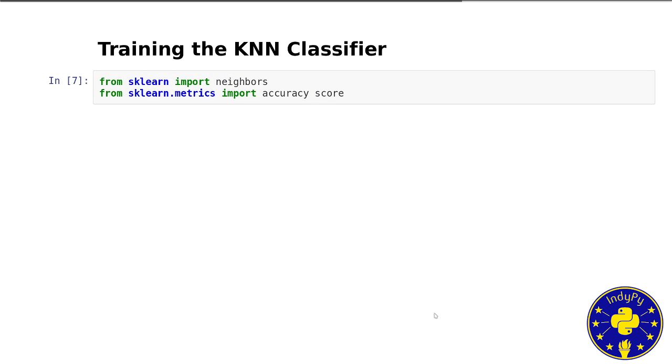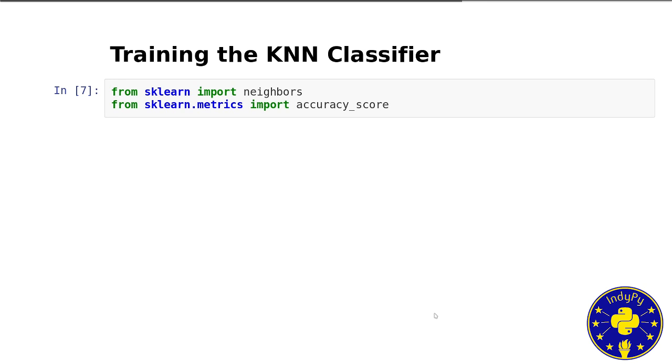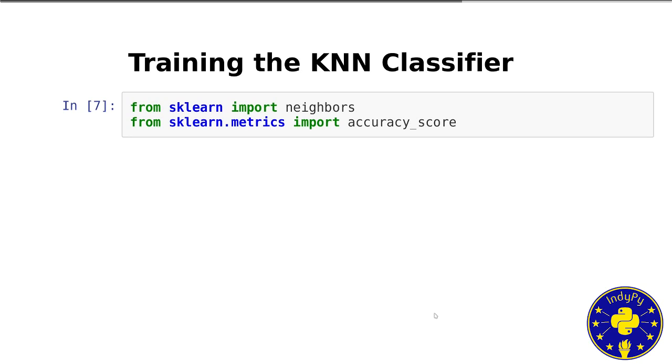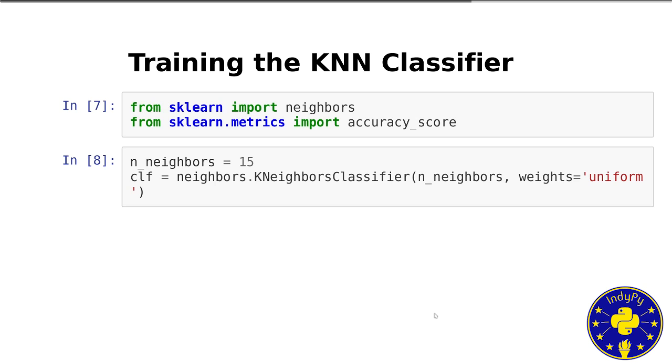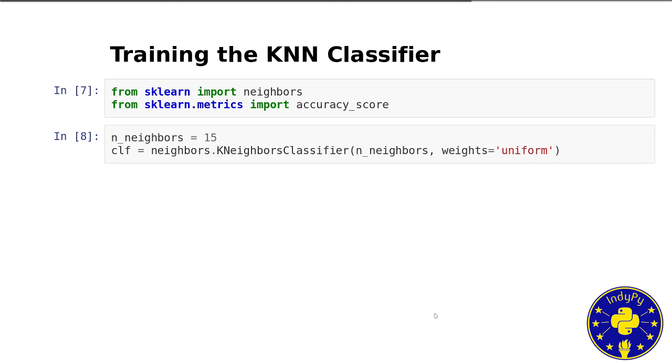So that's the picture, and here's how we actually do this in code. Zoom in a little bit. Scikit-Learn has neighbors, which is where we're going to get our classifier. And they have a metrics package where we're going to get accuracy score. That's just going to help us figure out how good our classifier is. So we say we want 15 neighbors. We want our weights to be uniform. And all we do to create this classifier is neighbors.KNeighborsClassifier, pass in our 2 parameters, and this is our classifier.